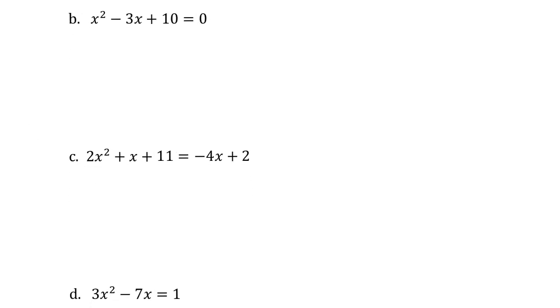Okay, let's look at B. X squared minus 3x plus 10. In standard form? Yeah. Let's identify A, B, and C. You don't have to write them, but you do have to plug them in. A is, well, it's just x squared, which means this is 1x squared. It's minus 3x, so B is minus 3. C plus 10, C is positive 10.